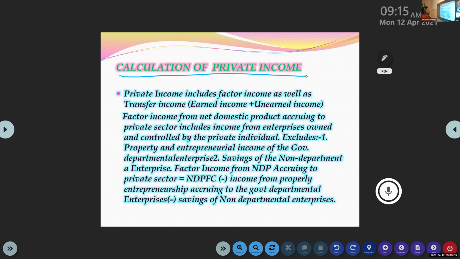Okay, so private income includes factor income as well as transfer income. So what do you mean by factor income? The private individuals are able to provide factors of production to the firms. So they receive back factor income in the form of factor payments, as well as transfer income, that is unearned income. So bracket you can write: factor income is earned income, transfer income is unearned income.